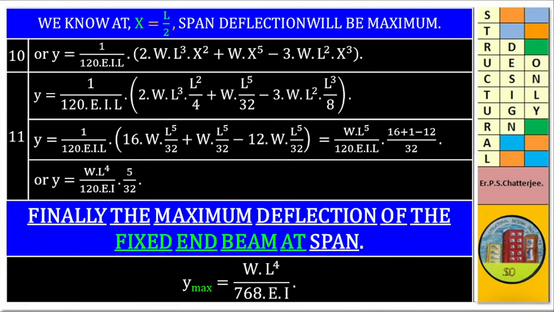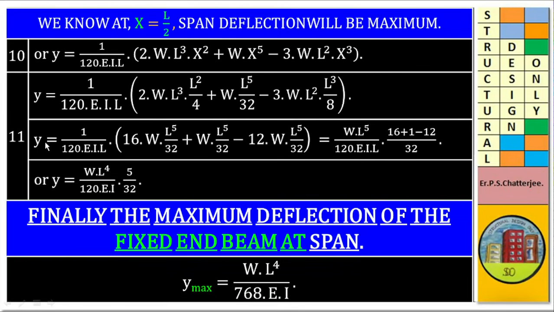We know when x is equal to L by 2, that is at mid span, deflection will be maximum. Or y is equal to 1 by 120 EIL into (2W L cube into L square by 4 plus W into L to the power 5 by 32 minus 3W L square into L cube by 8). We have just put the value of x as L by 2 and we are getting this equation.